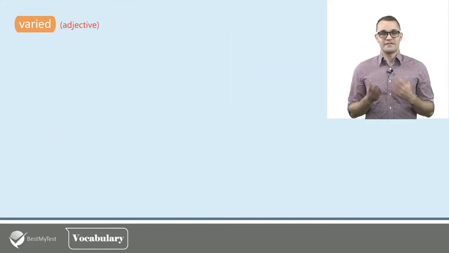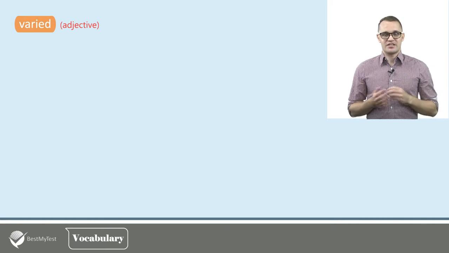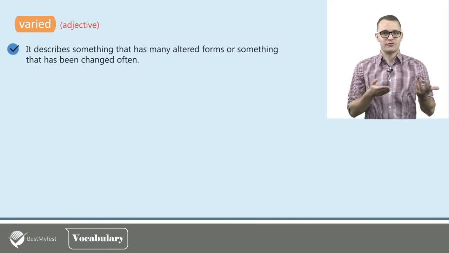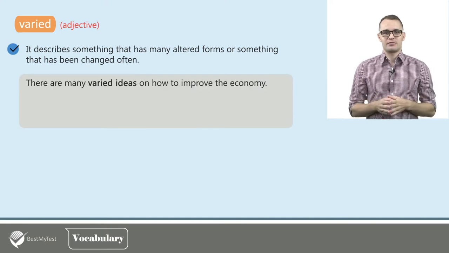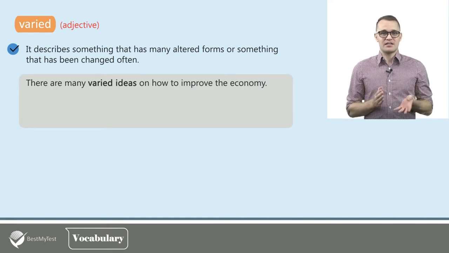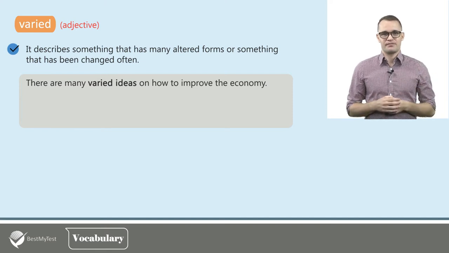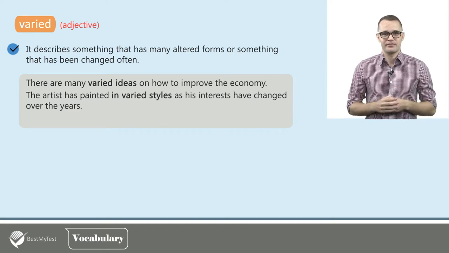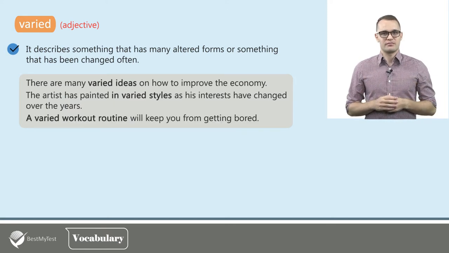Okay, the next word is varied. Varied is an adjective. Think of varied as describing something that has many altered forms or something that has been changed often. For example, there are many varied ideas on how to improve the economy. The artist has painted in varied styles, as his interests have changed over the years. A varied workout routine will keep you from getting bored.